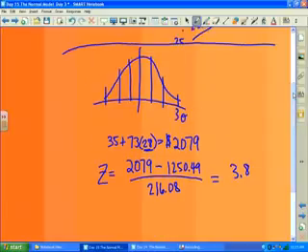So that's 3.8 standard deviations. That means you're out here. So you are outside of 3 standard deviations. Therefore, I would consider that an outlier.